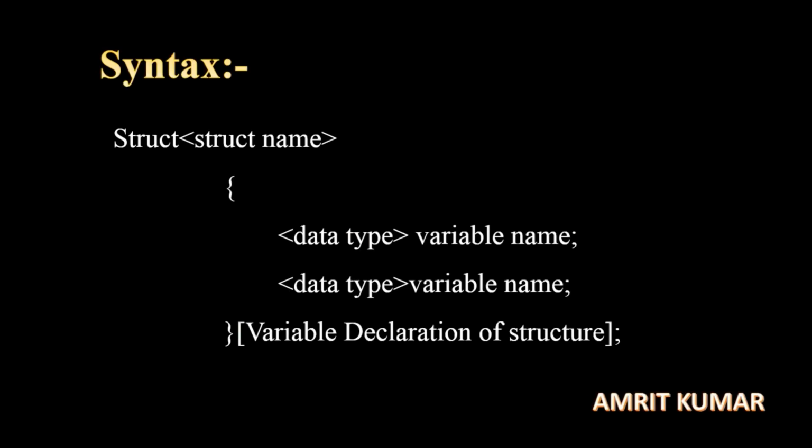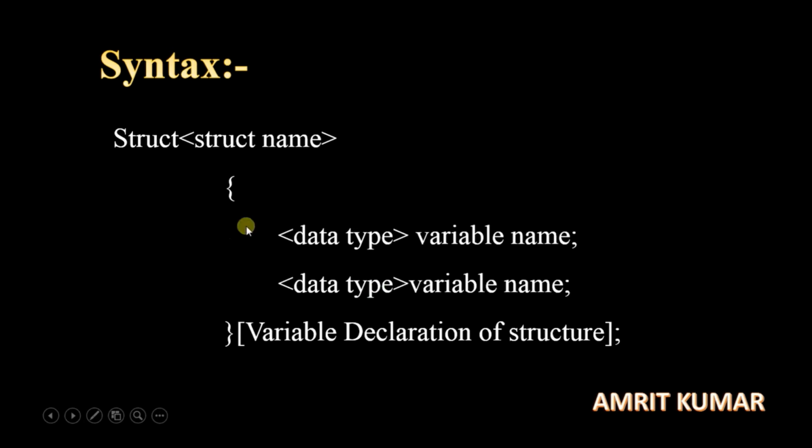So here is the syntax. I have told you that you need to specify first the struct, which is the reserved keyword, then the structure name. You can give any name. Then after that you have to open the curly braces. After this you need to specify the variable name and the data type which you want to create.